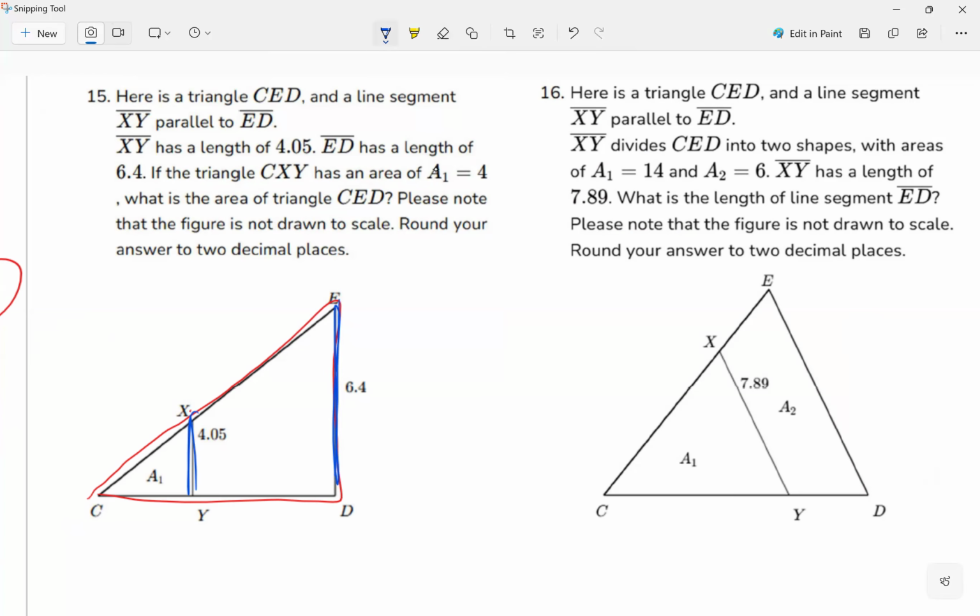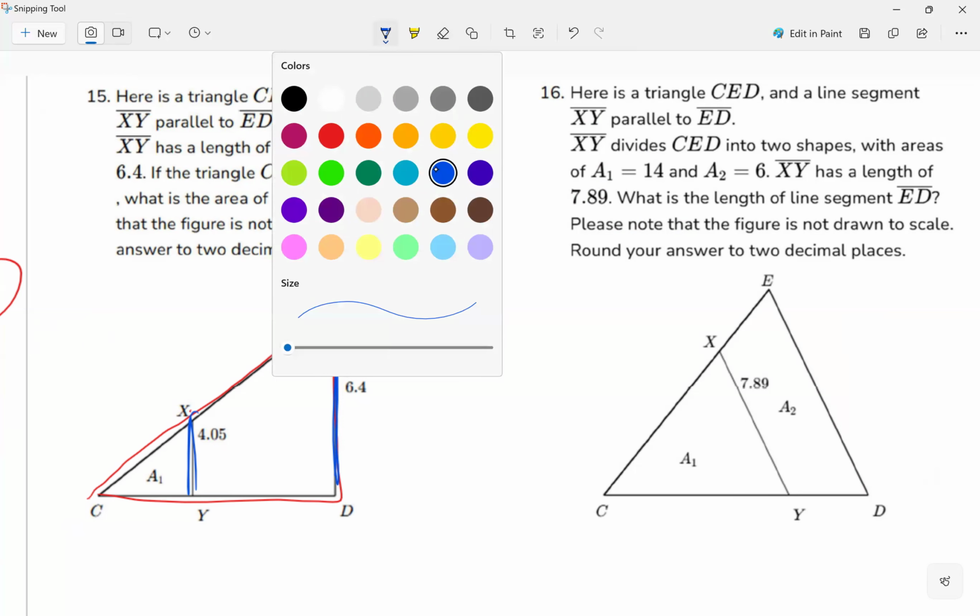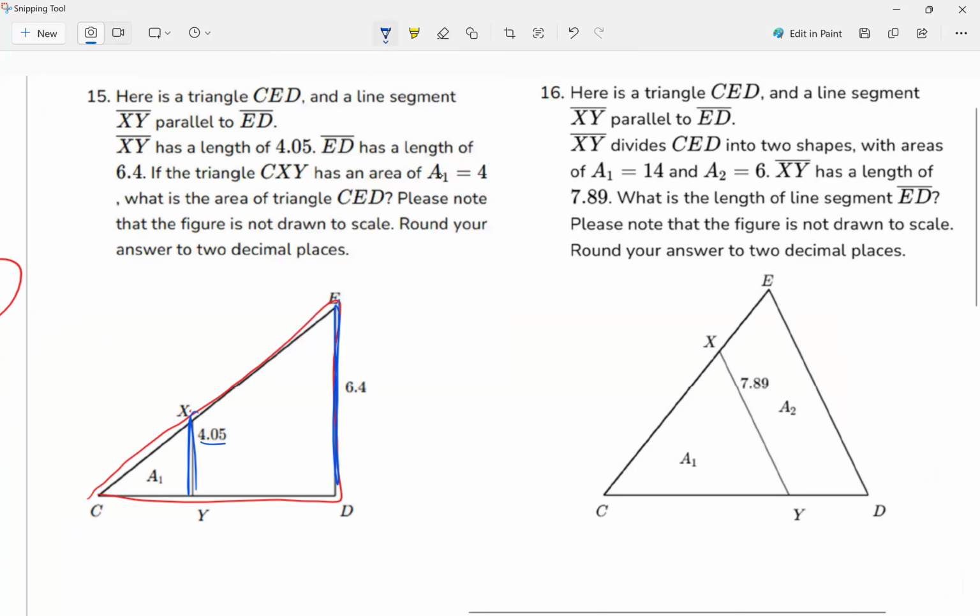XY has a length of 4.05, which we can see. ED has a length of 6.4. If the triangle CXY has an area of 4, so I'm going to say my area is 4. So that's the small triangle. The area is 4. What is the area of the triangle CED? The area of the big triangle. Please note that the figure is not drawn to scale. Round your answers to 2 decimal places.